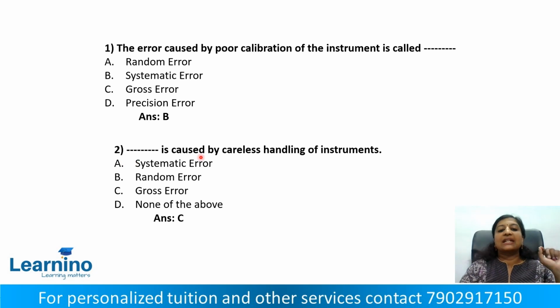Question number 2. Dash is caused by careless handling of instruments. What type of error? Systematic error, random error, gross error, and none of the above, and it is gross error.